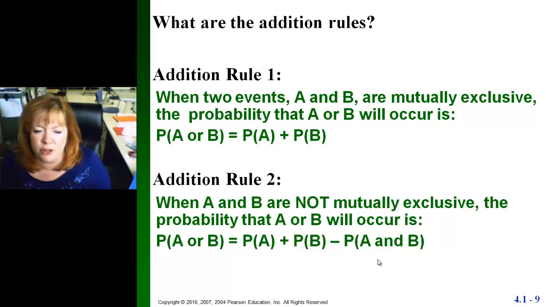Some people only use this, and this addition rule 2 is known as the formal addition rule. If they're mutually exclusive, then that means the probability of them occurring at the same time is 0. So it works for all of the different probability problems.